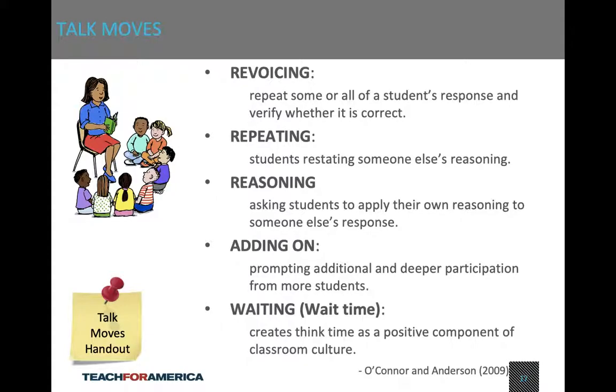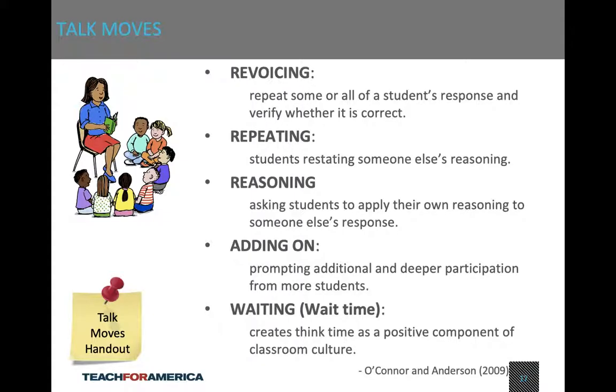And also, if a student isn't quite ready to share what they want to say, they're able to restate what someone else had given. Reasoning, asking a student to apply their own reasoning to someone else's answer, so showing agree or disagree would be an example. Adding on, prompting additional or deeper participation from more students.